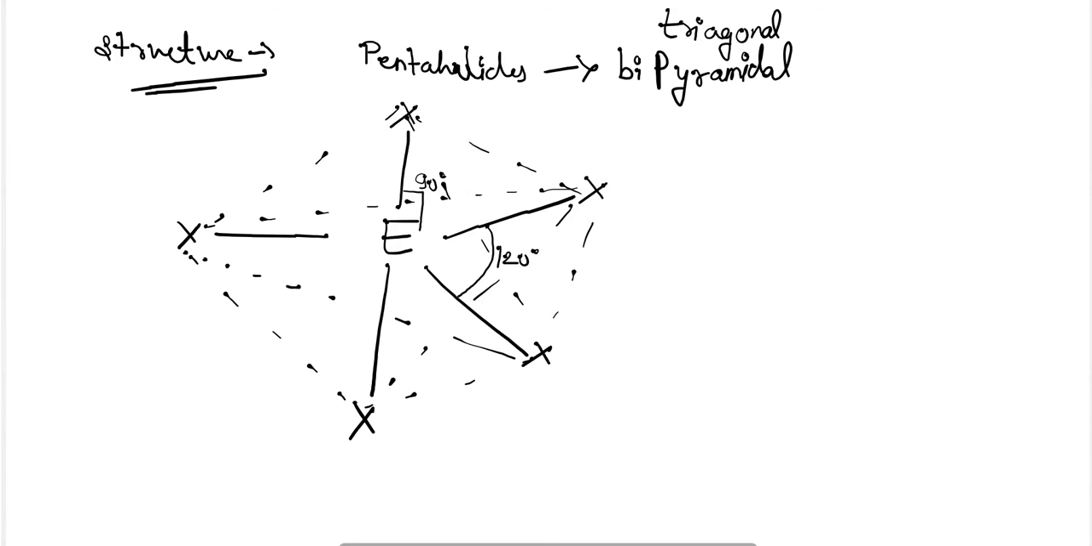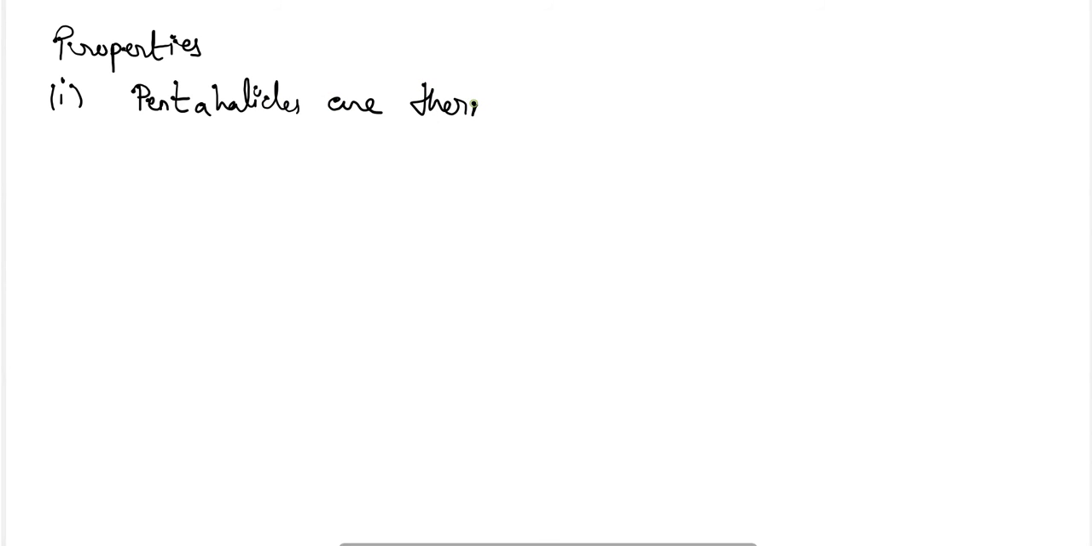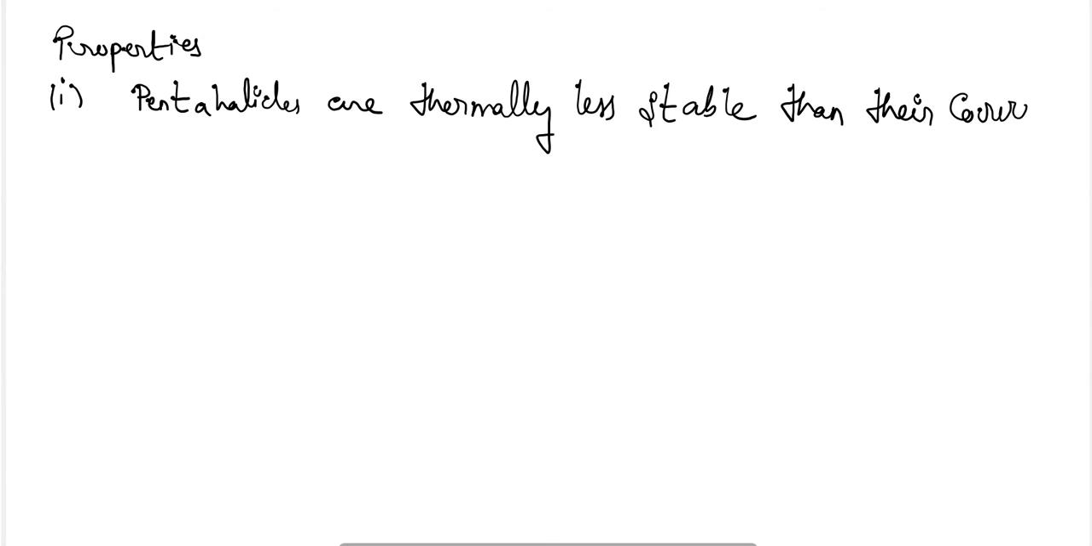Let's talk about the properties of the halides. Number one, pentahalides are thermally less stable, very much less stable than their corresponding trihalides.